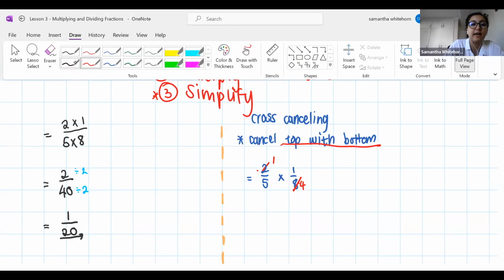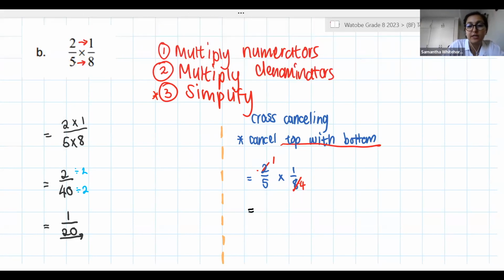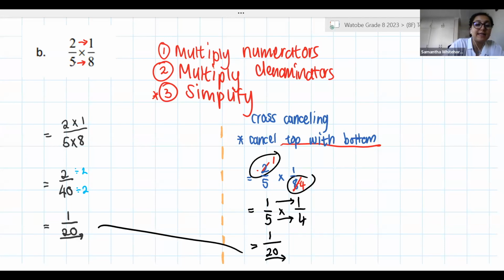Once I've done that, I write down my simplified fractions. So 1/5 now, because I canceled the 2, times 1/4, because I simplified the 8. And now I multiply as normal. 1 times 1 is 1, and 5 times 4 is 20. I get exactly the same answer. So whichever method you choose to do, it really doesn't matter. You have to decide what's working for you.